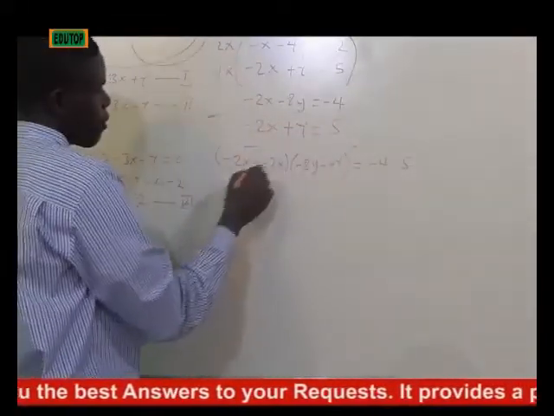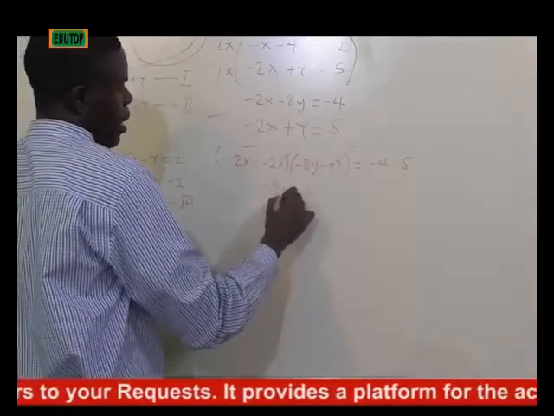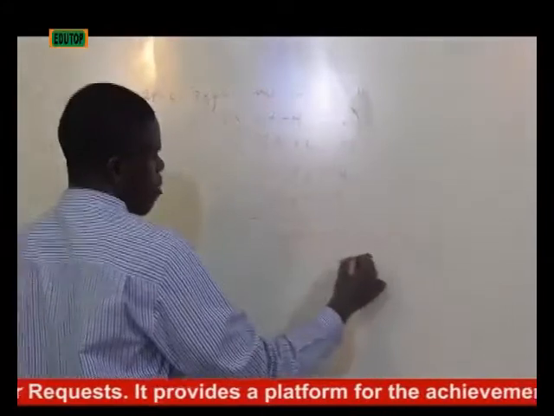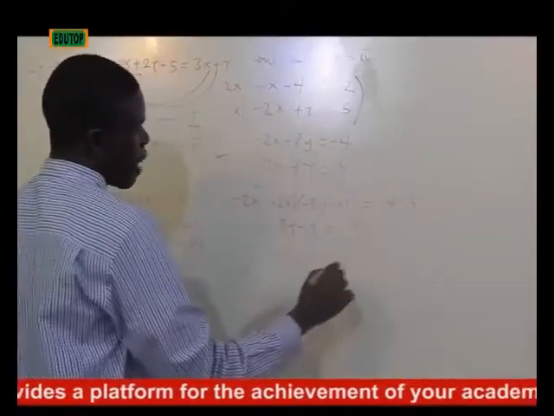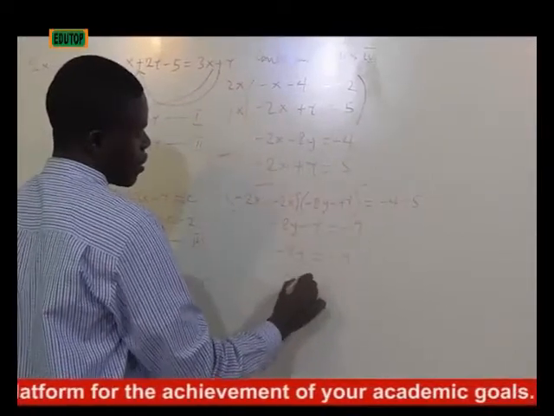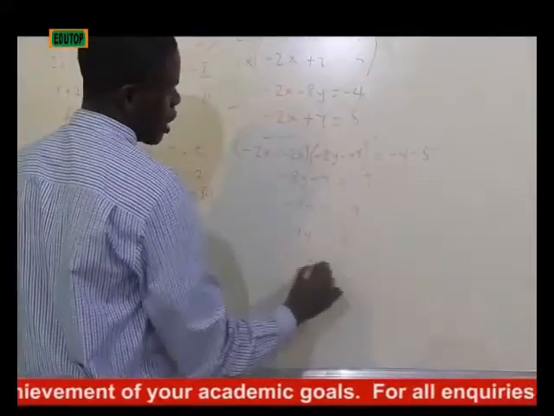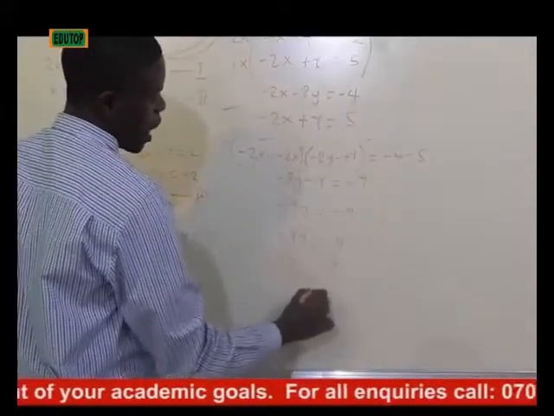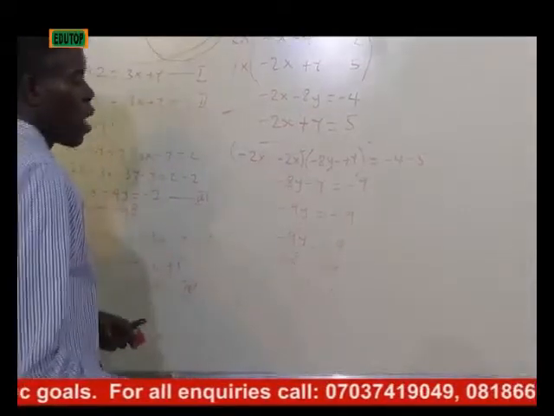So here I have this one cancel out. Then this one becomes -8y minus y, then this one becomes -9. So -9y = -9. Divide both sides by -9. I divide this by -9, I also divide this by -9. Then this cancels this. So y is equal to -1 over -1, so y equals 1.